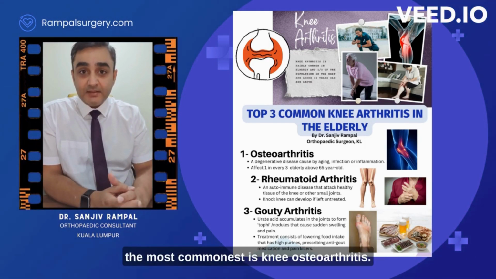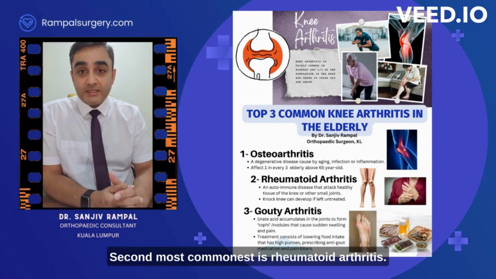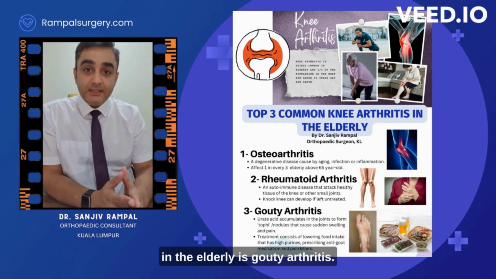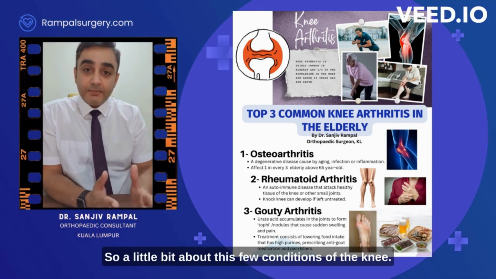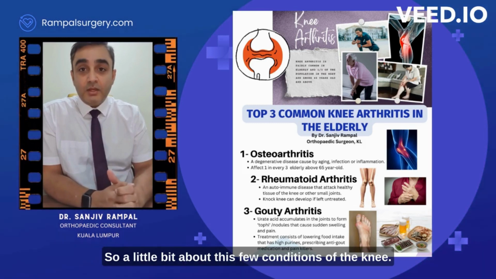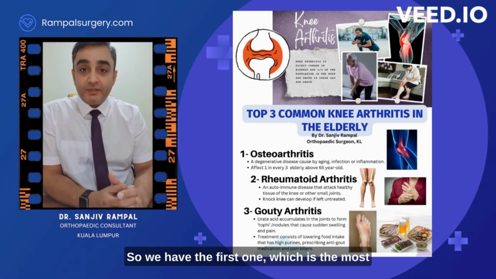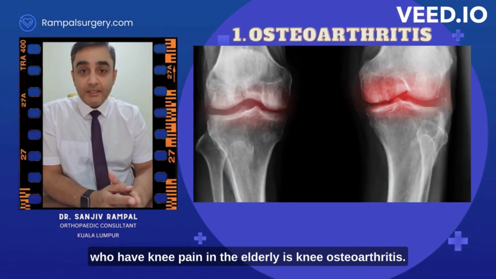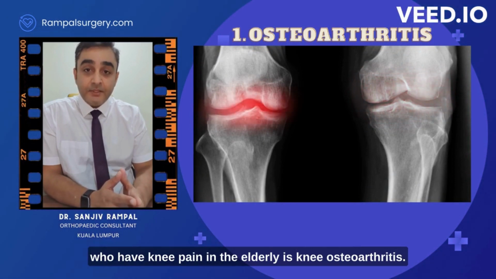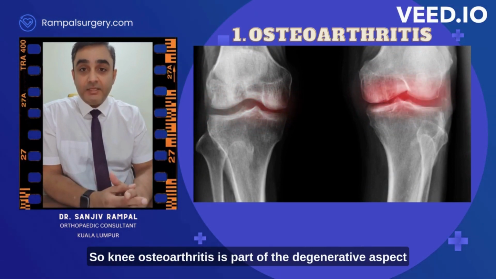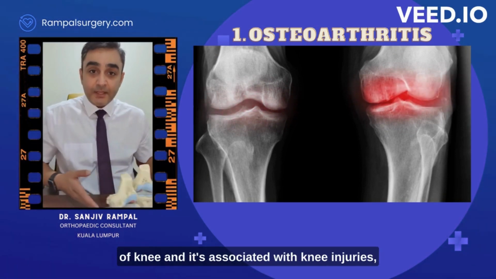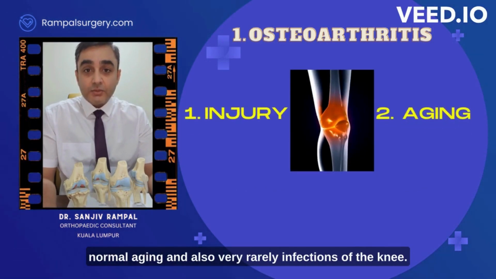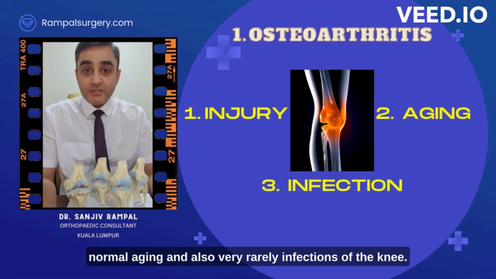The most common is knee osteoarthritis, the second most common is rheumatoid arthritis, and a relatively rare cause of knee pain in the elderly is gouty arthritis. So a little bit about these few conditions of the knee. The first one, which is the most common and affects more than half of the elderly people who have knee pain, is knee osteoarthritis. Knee osteoarthritis is a part of the degenerative aspect of the knee, and it's associated with knee injuries, normal aging, and also, very rarely, infections of the knee.